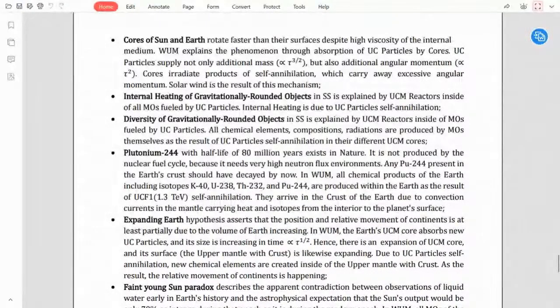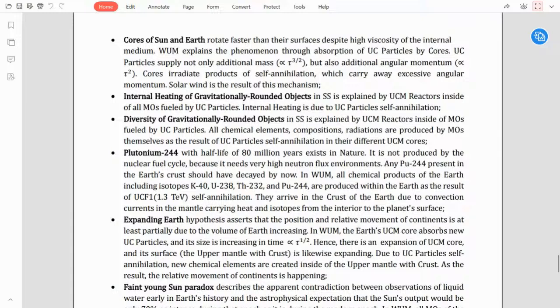Cores of the Sun and Earth rotate faster than their surfaces, despite the high viscosity of the internal medium. UCM explains the phenomenon through absorption of UC particles by cores. UC particles supply not only additional mass proportional to tau to the power 1.5, but also additional angular momentum proportional to tau squared. Cores irradiate products of self-annihilation which carry away excessive angular momentum. Solar wind is the result of this mechanism.